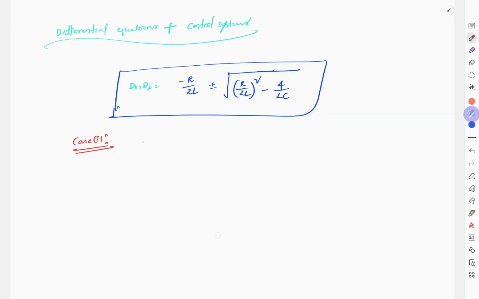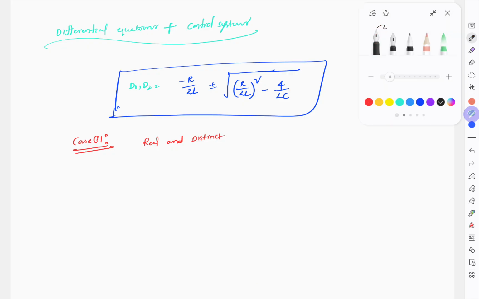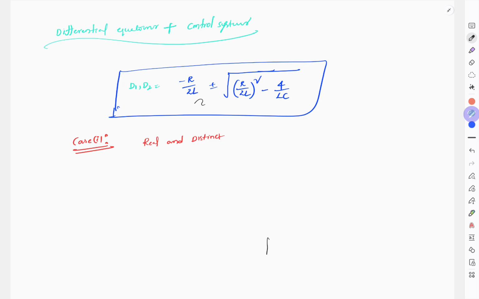Case 1, it is real and distinct. How? Let me explain this. Suppose this is alpha, this is beta. This is alpha plus or minus beta. But suppose you consider that (R/2L) whole square is greater than 1/LC. If this term is greater than this term, then what can happen?